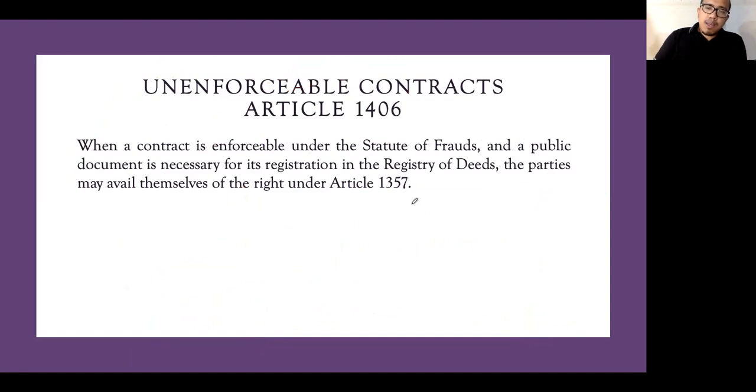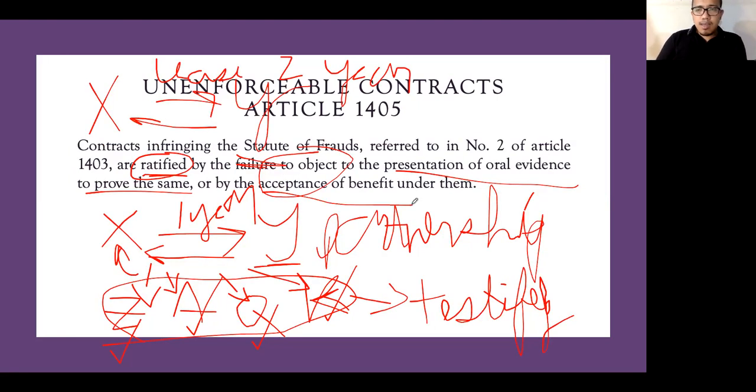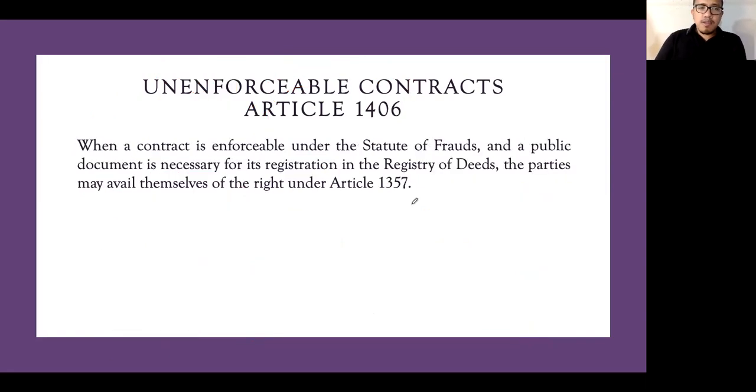So again, may dalawang paraan para ma-ratify ang unenforceable contract. Failure to object to the presentation of oral evidence and accepting a benefit under a supposedly unenforceable contract. Article 1406: when a contract is enforceable under the statute of frauds and a public document is required for registration in the registry of deeds, the parties may avail themselves of the right under 1357, and that right is to compel the other person to execute the necessary document. Again, mangyayari lang yan kung enforceable siya.